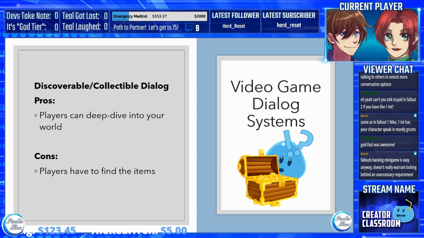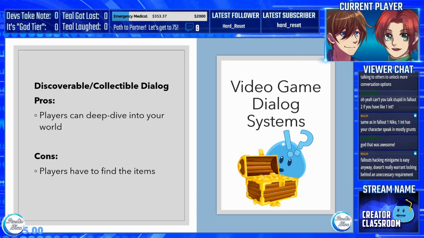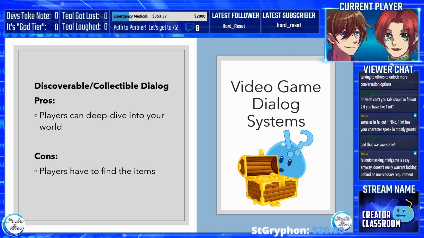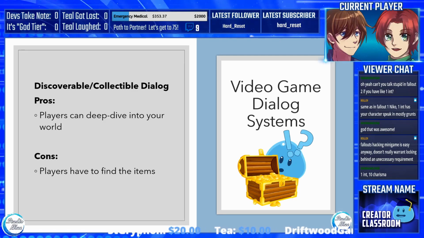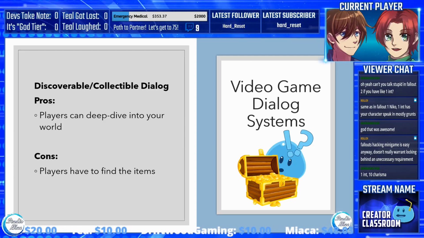Yes, exactly. So the player chose to have a low intelligence, ergo the player is choosing the consequence that comes with it. Right. Got it. A Fallout hacking minigame is easy anyway, doesn't really warrant locking behind a necessary retirement requirement. Yes, exactly. Okay. I agree. We can move on. Let's move on to the last.